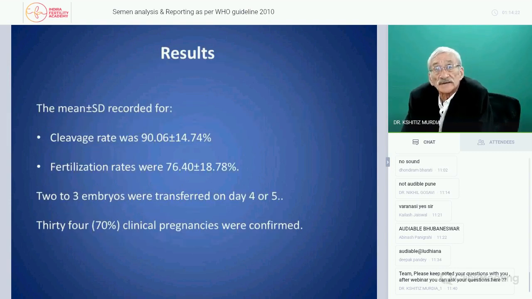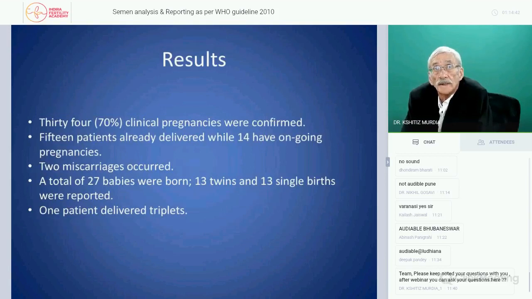The results: cleavage rate was recorded at 90%, fertilization was 76%, and 2 to 3 embryos were transferred on day 4 or 5 of the cycle. 34 clinical pregnancies were confirmed. 15 patients have already delivered, while 14 are still ongoing at this point in time. 2 miscarriages occurred. A total of 27 babies were born, 13 twins and 13 single births. 1 patient delivered triplets.